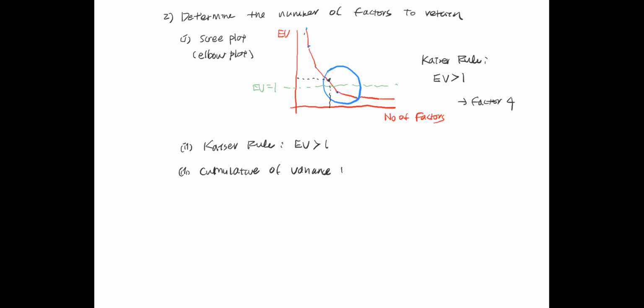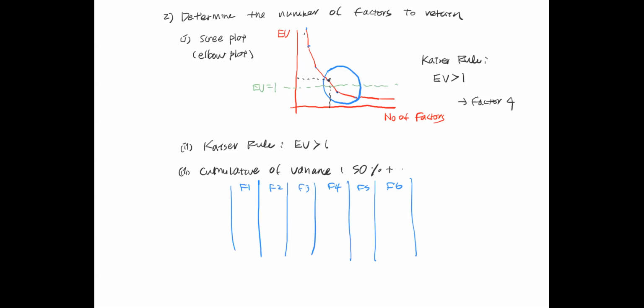So if the cumulative variance is greater than 50%, that is going to be a good cutoff. I will draw the table in the slide. So we have factors 1, 2, 3, 4, 5, 6. This is one of the outputs from R, so you will see that shortly in the R video. This table is also in the slide as well.